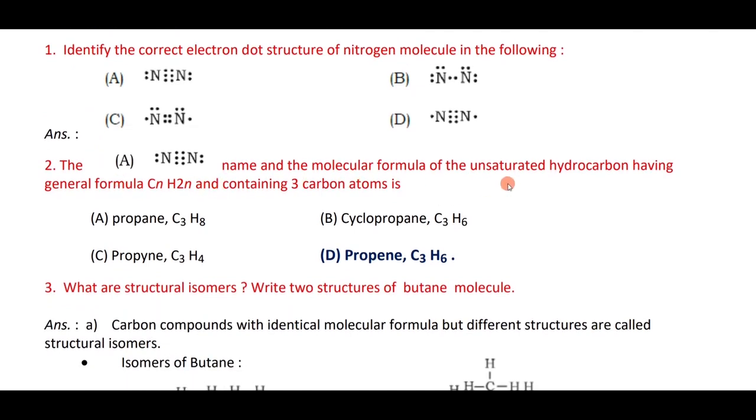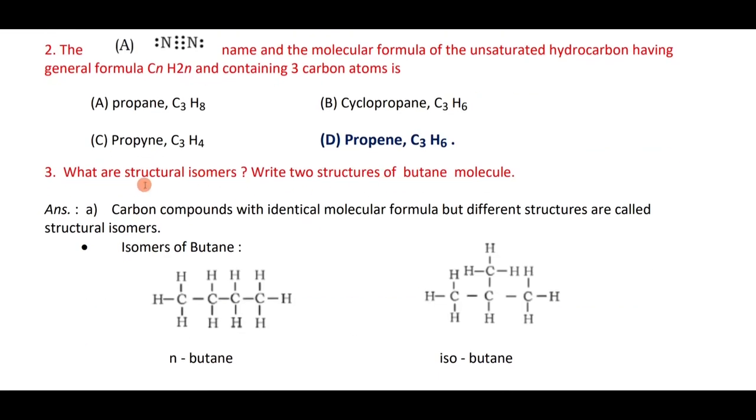The name and molecular formula of unsaturated hydrocarbon having general formula CnH2n and containing 3 carbon atoms. It is propene. CnH2n is the general formula of alkenes. 3 carbon means pro, that is propene. C3H6.